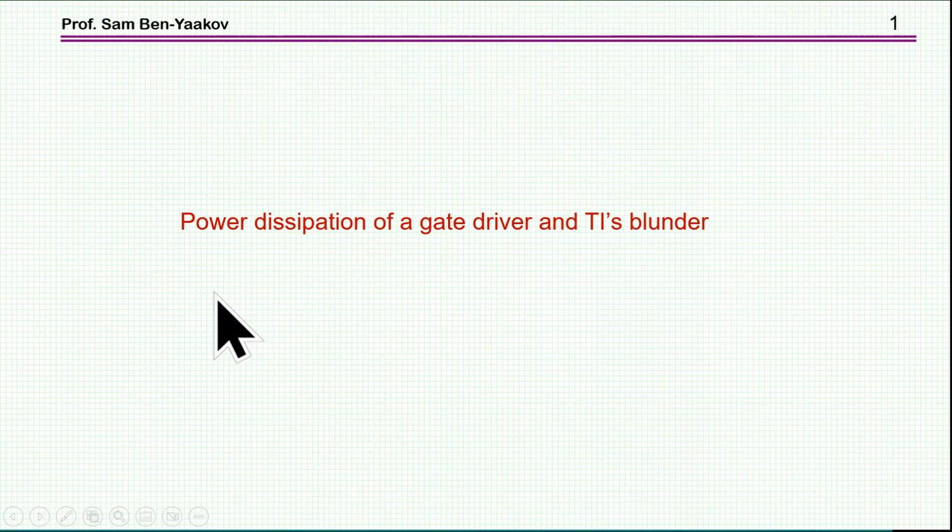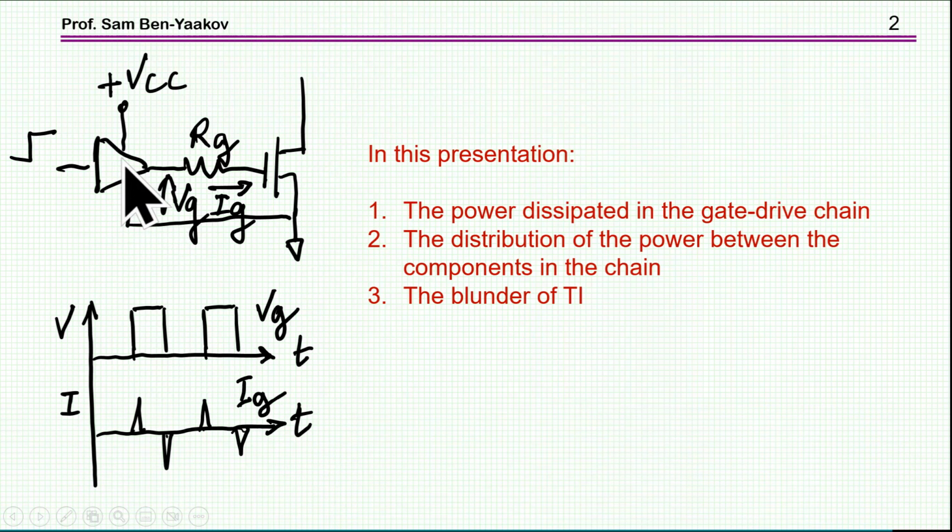Hi, I'm Ben-Yaakov. This presentation is entitled Power Dissipation of a Gate Driver and TI's Blunder. I'm considering here a gate driver feeding the gate of a MOSFET, power MOSFET.